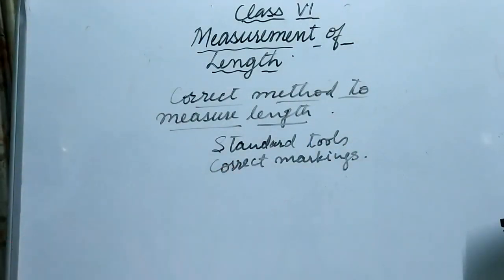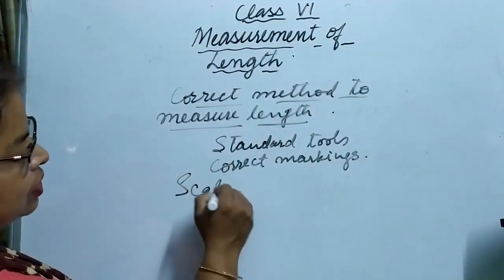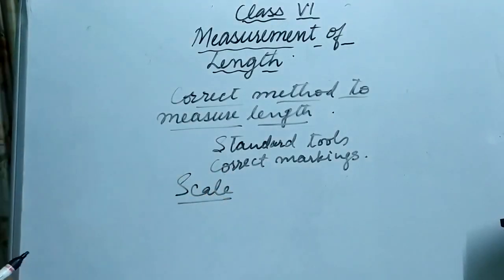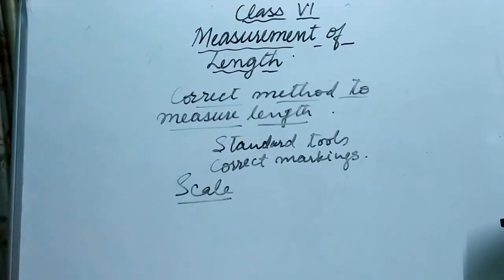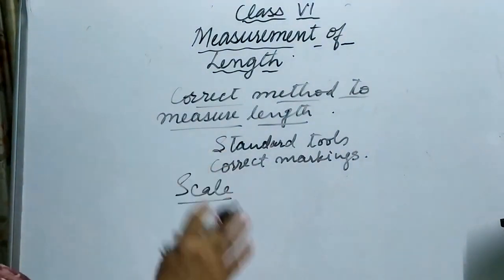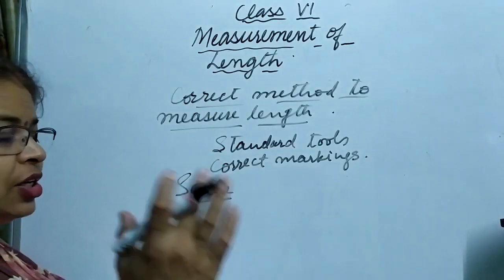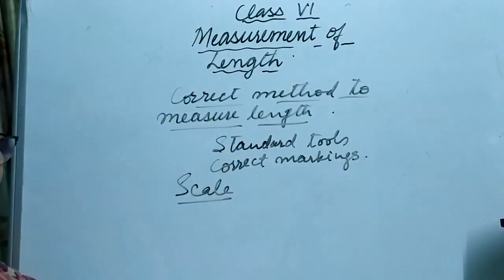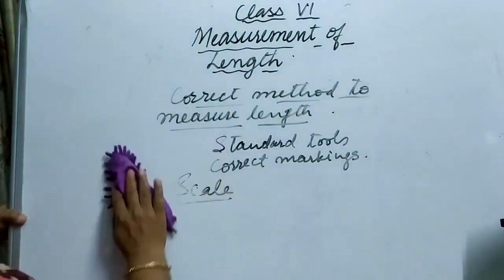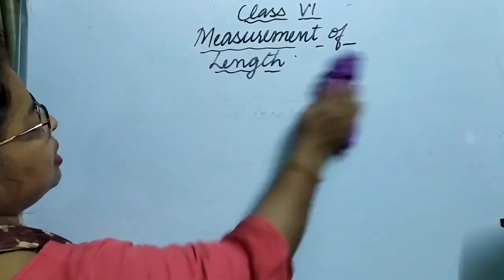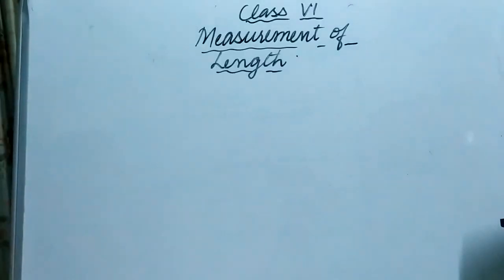Now, scale, which is very commonly found in your geometry box, is used to measure smaller lengths, just like length of a pencil, length of a book. But if we have to measure bigger things, then measuring tape or some measuring rulers are there. Clear? Now, how to measure the length in an appropriate manner? Let us see what are the different steps to measure the length in a correct manner.